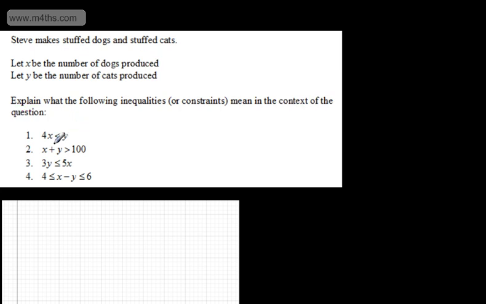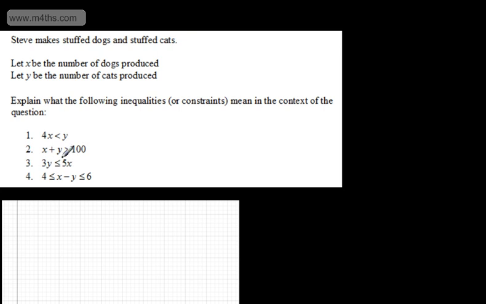Okay, now x plus y is greater than 100. We would say now that the total number of animals produced is more than 100. That's nice and straightforward. So the number of dogs and the number of cats together is more than 100. Right, let's look at this one here.